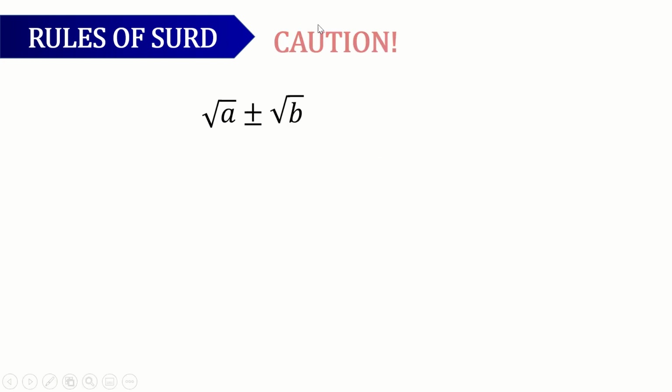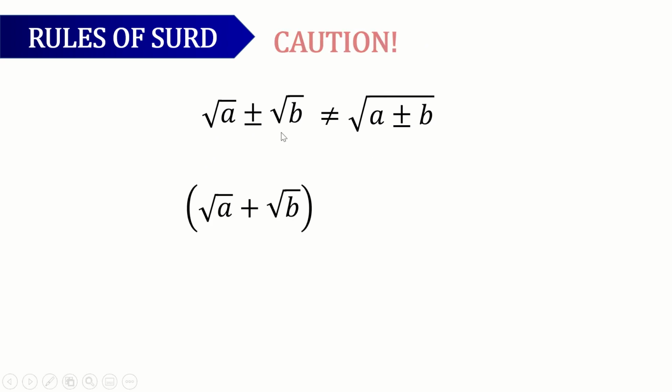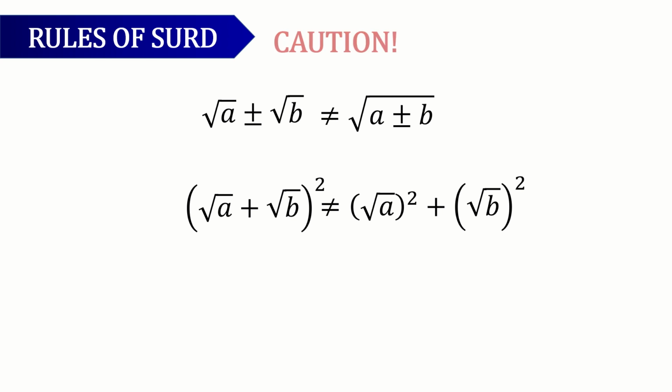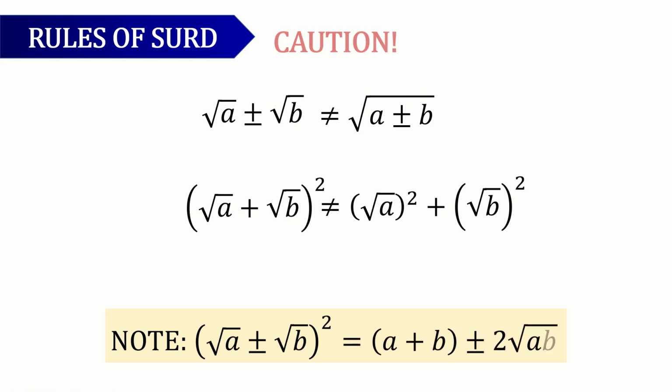We also need to be careful when we use this rule. Surd a plus or minus surd b is not equivalent to surd a plus or minus b. Don't do this. And if we have surd a plus surd b squared, that is not equivalent to surd a squared plus surd b squared. So be careful, don't do it like this. If we have surd a plus or minus surd b squared, we must expand it like a quadratic expression.